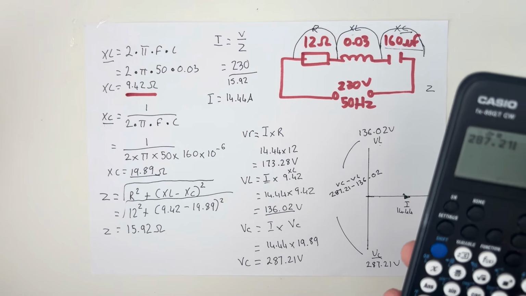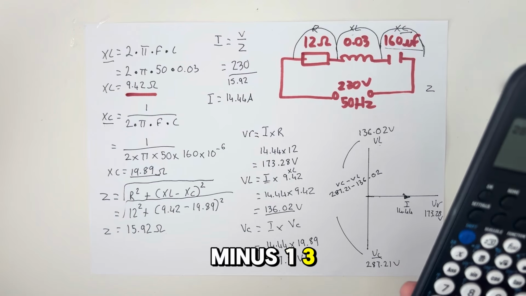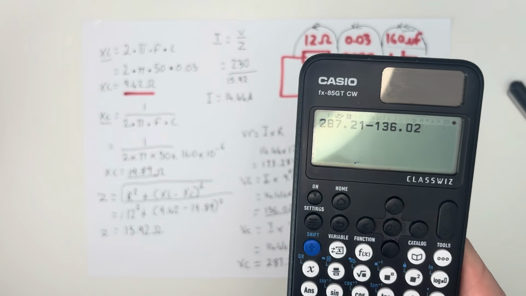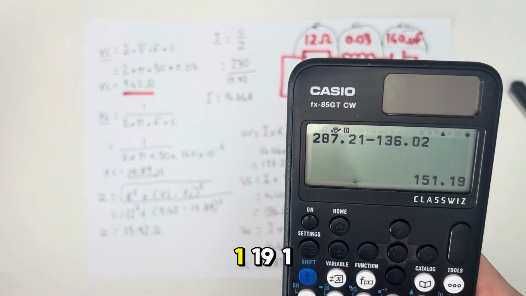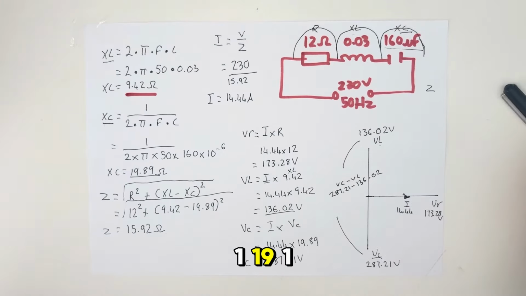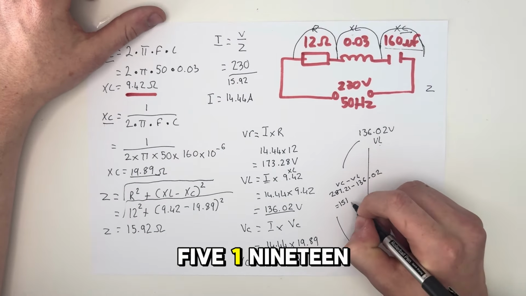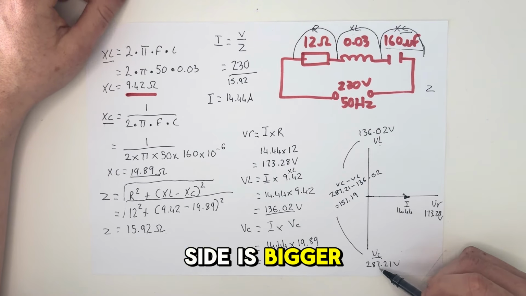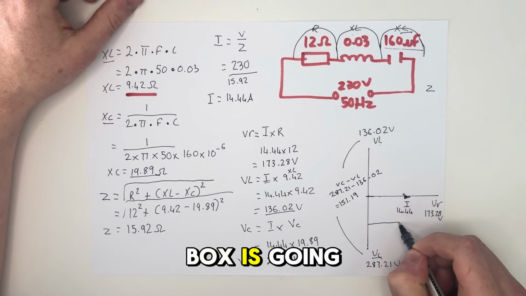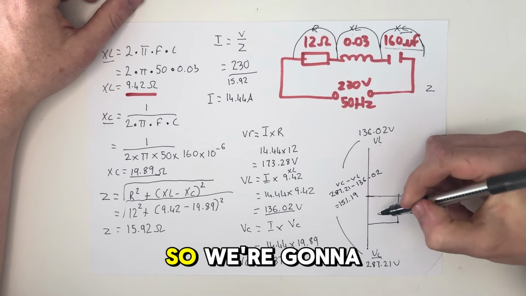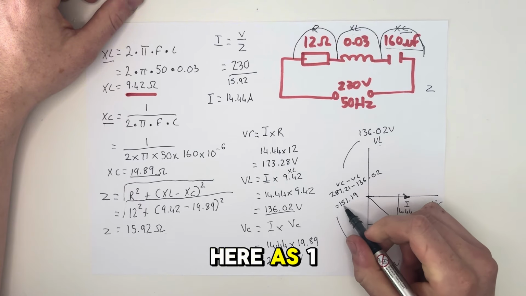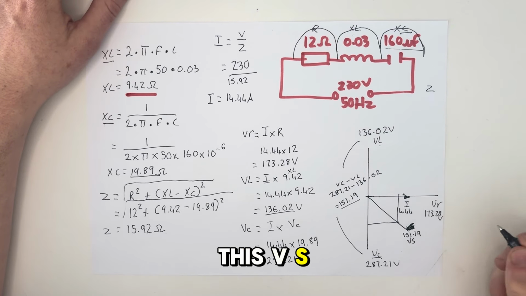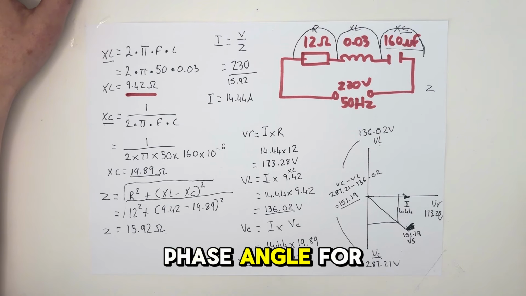287.21 minus 136.02. So there we are, 151.19. Because this side is bigger, that means our box is going to be on this side. So we're going to have this angle here as 151.19. This is VS. Now we have to find the phase angle for this.